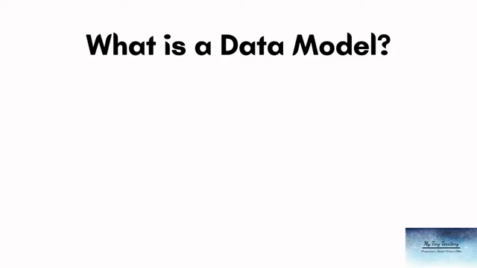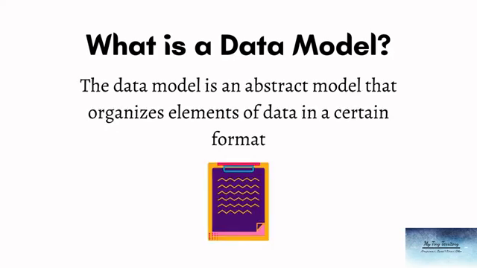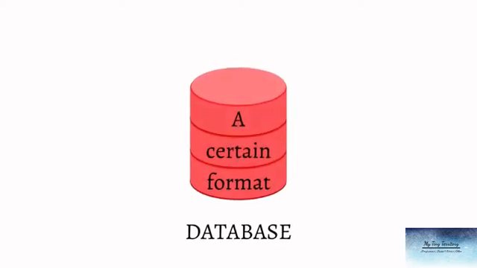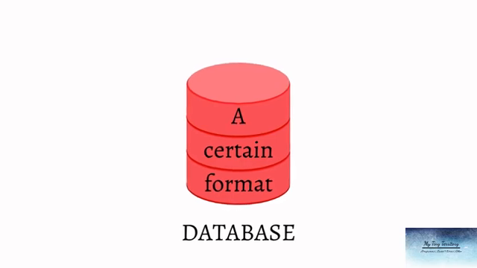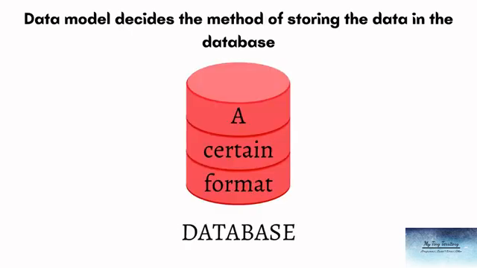A data model is an abstract model that organizes elements of data in a certain format. That means when the data is stored in the database, it needs to be stored in a certain format or in a particular structure. So the data model decides the structure or the method of storing the data in the database.